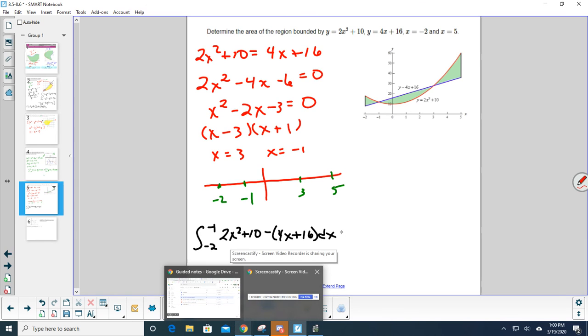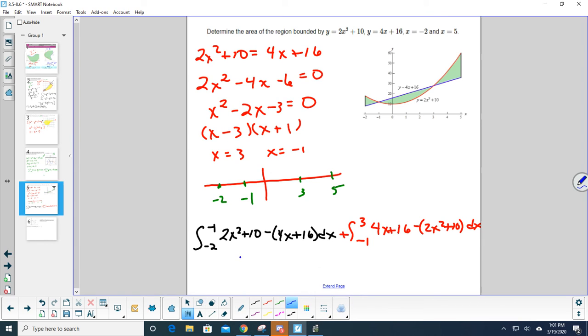And then I'm going to have from -1 to 3. And this time the line is on top. And I'm going to minus a quadratic. And then I'm going to go from 3 to 5. The quadratic's back on top.